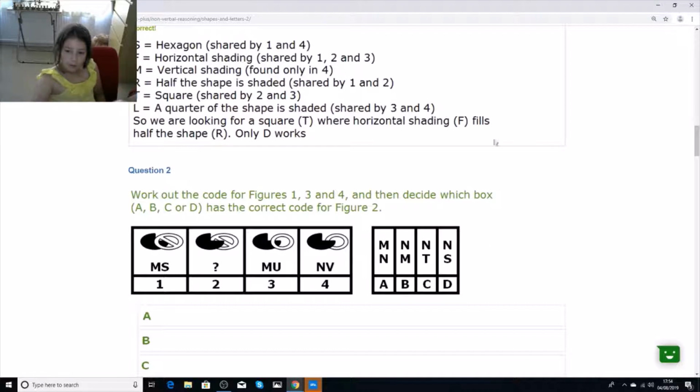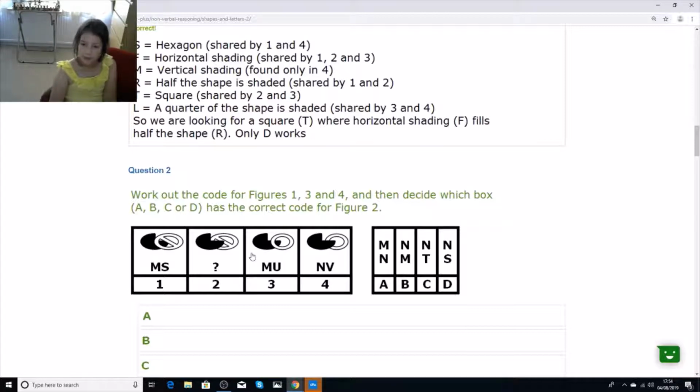So the first letter must be N, because the Pac-Man is in front of the circle, right? And the last letter I'm not sure about. So it is either M, T, or S. Let's see. So why would it be M? NM. Why would it be M? I'm not sure. It doesn't really provide us with much information.